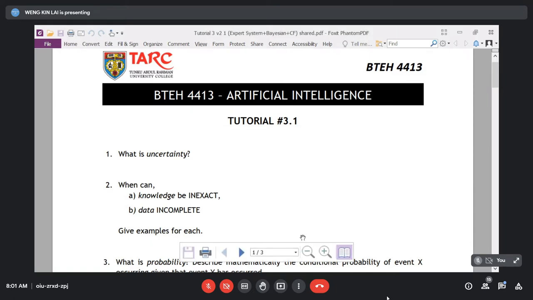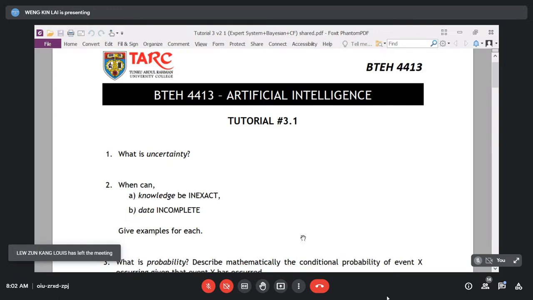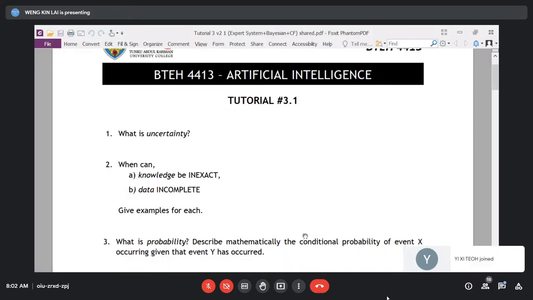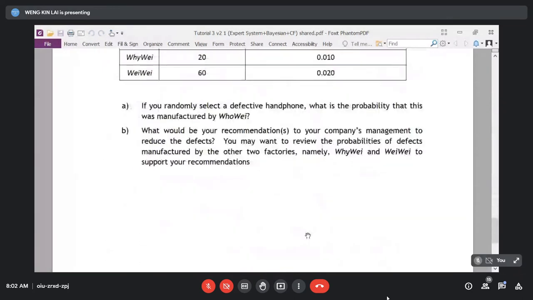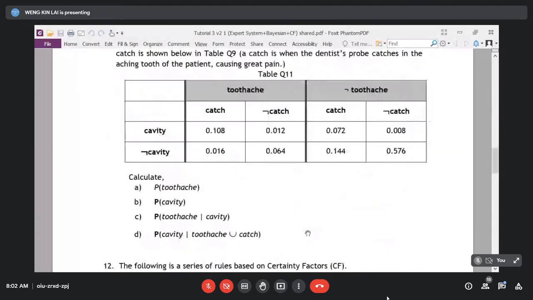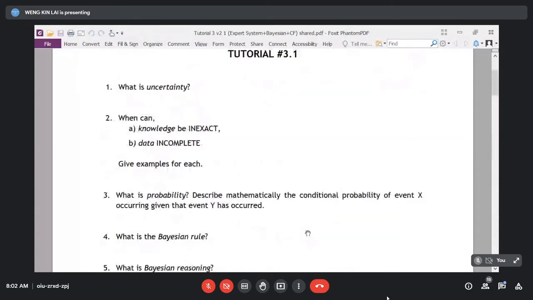So this morning, we are looking at a tutorial on uncertainty in rule-based expert systems, right? And I think this is the first part. Later we will look at fuzzy rule-based expert systems, but in this case, we are looking at the earlier one, which is statistical probability-based. There are about 14 questions here, so obviously we will not have the time to finish everything.